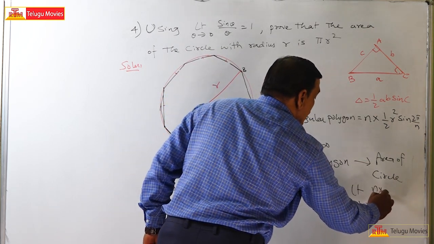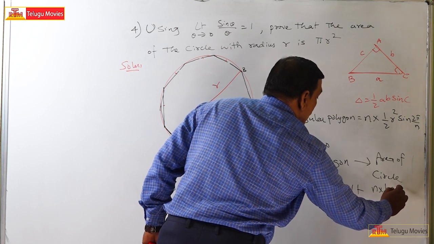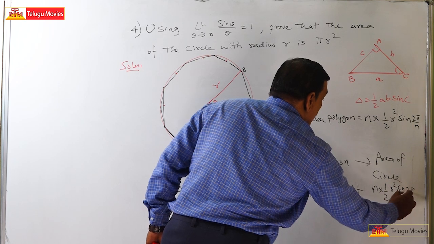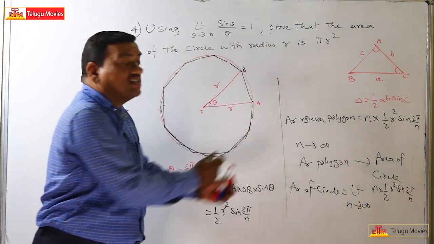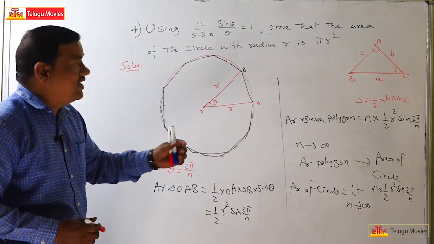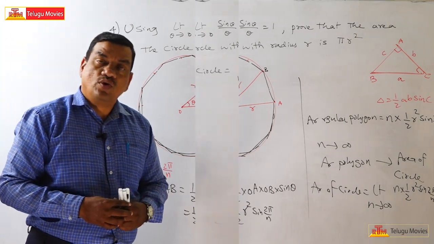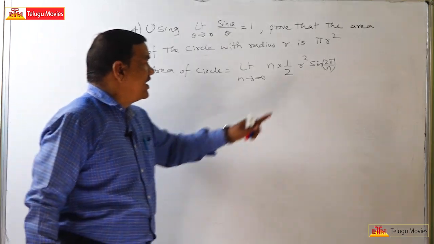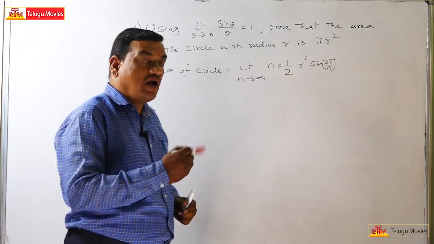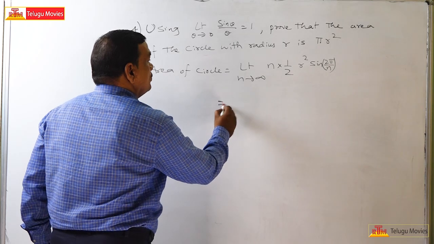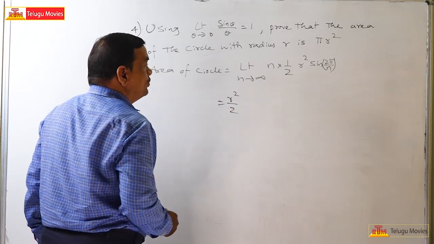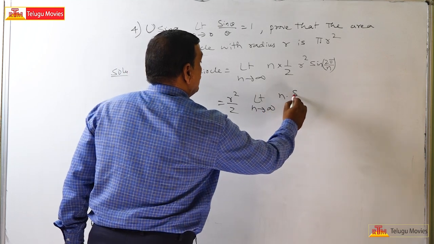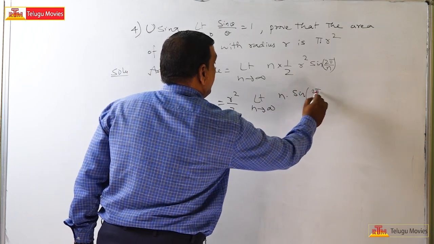So this is n by 2 into r square into sine of 2 pi by n. Okay, now let us calculate that limit and we will get the conclusion. Welcome back to the remaining conclusion. So we can take r square n common outside. So this is equal to r square by 2. Let us take limit n tends to infinity n into sine of 2 pi by n.